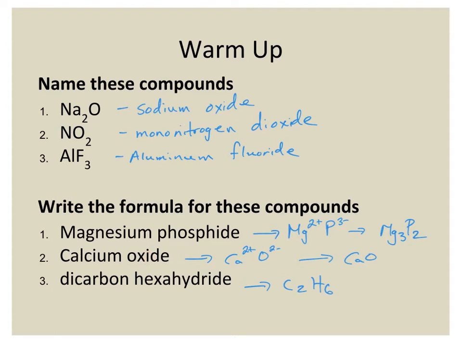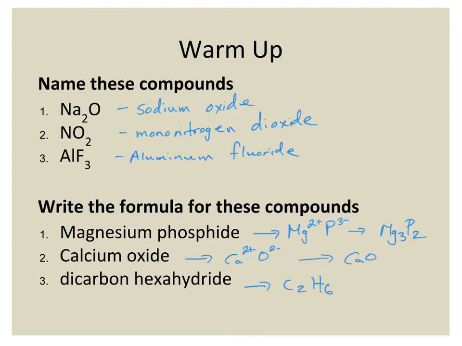For calcium oxide, calcium is also a metal, so I need to use the crisscross method. Calcium's got a 2+, oxide's got a 2-. If I crisscross that, I'd end up with Ca2O2, but my last step is to reduce it into lowest terms. It's going to be CaO.